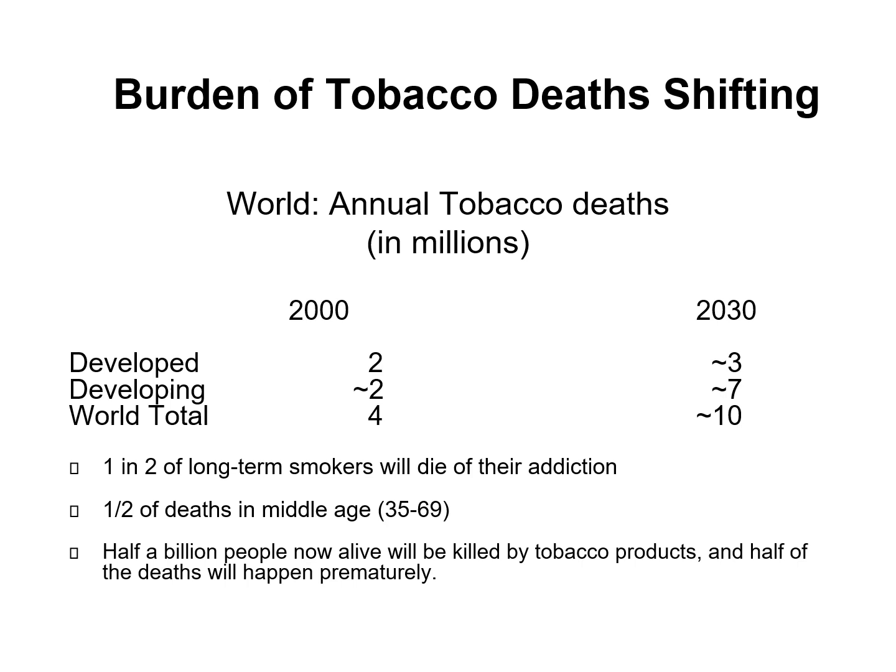These tobacco deaths will occur in middle-aged people, mainly 35 to 69 years of age. It's an economically productive age group, and half a billion people now alive will be killed by tobacco products, and half of the deaths will happen prematurely. So we can see how tobacco deaths are shifting from the developed to the developing countries.